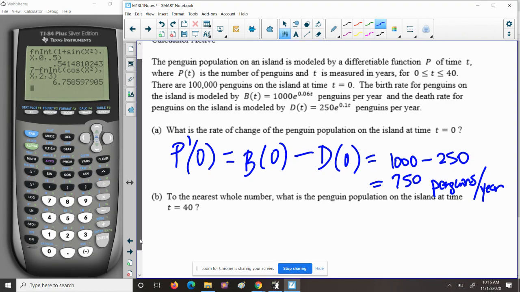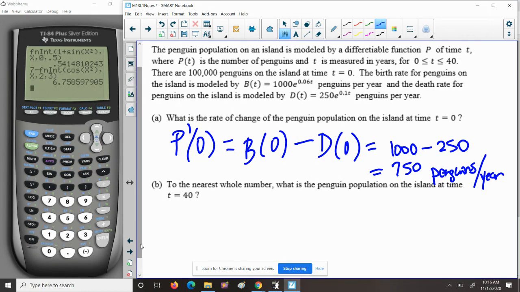Now, let's scroll this down just a little bit for us. To the nearest whole number, what is the penguin population? Put two things together there. The penguin population on the island at time t equals 40. Okay, so here we are trying to find that population at t equals 40. So here's what we have to think about. Well, we already know that there were 100,000 to begin with.